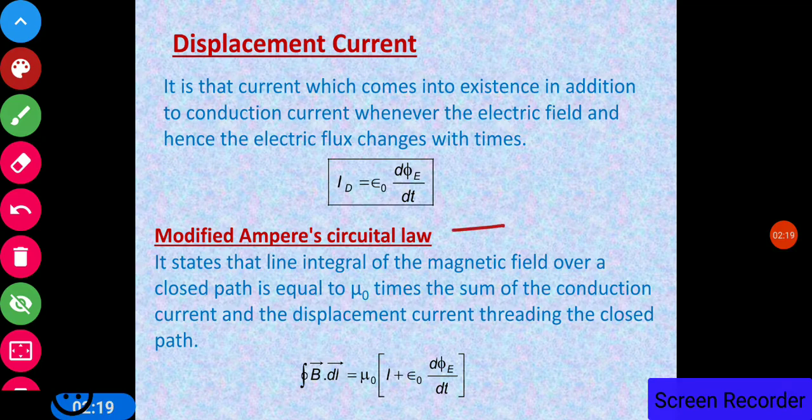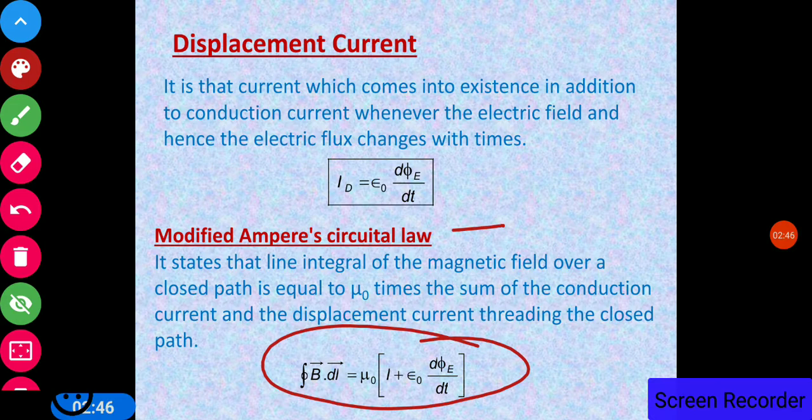The derivation of this expression is not in the syllabus, so you just have to keep it in mind. The expression is the closed line integral of B dot dl equals mu naught I plus epsilon naught d phi e upon dt, where epsilon naught d phi e upon dt is the displacement current. So it is mu naught times the conduction current as well as the displacement current.